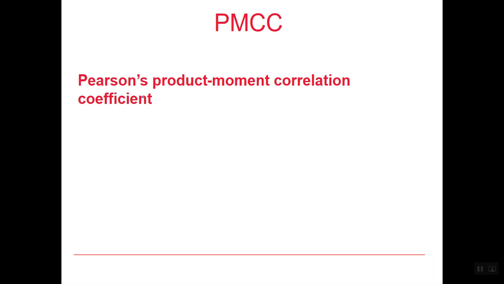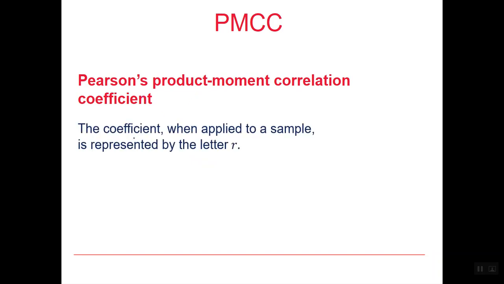When applied to a sample, that is represented by the letter R. When it's applied to the population, it is the Greek letter rho. For the purposes of this course, you only need to know about the sample. If you hear about a correlation coefficient without a name, then it's probably Pearson's.